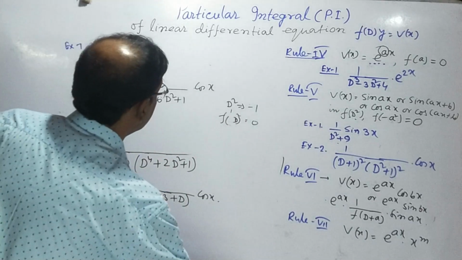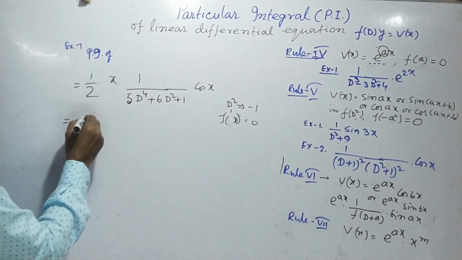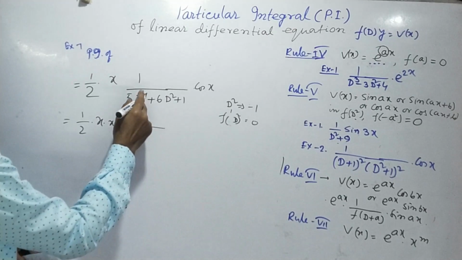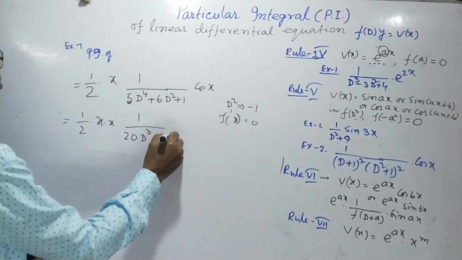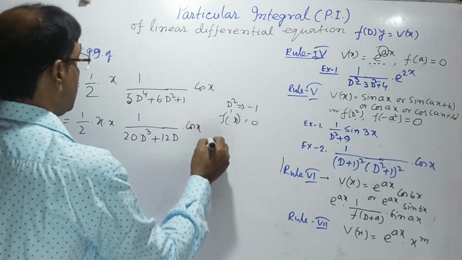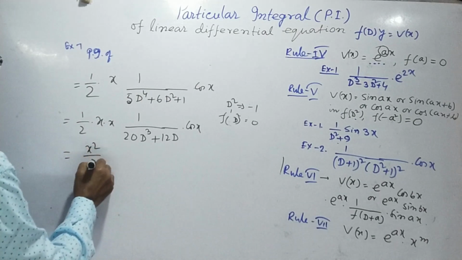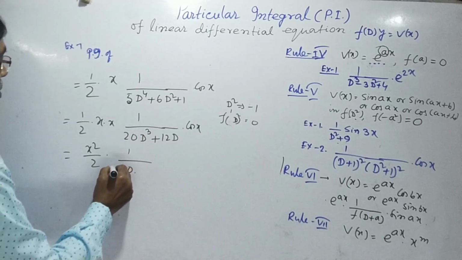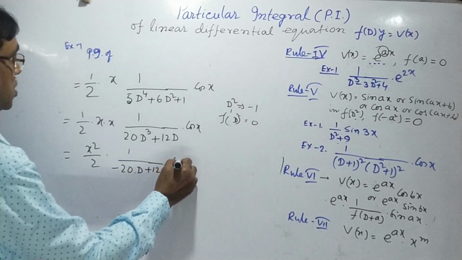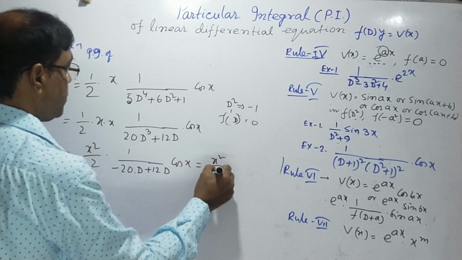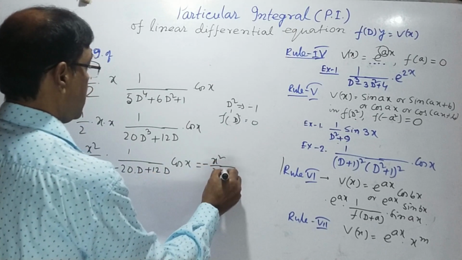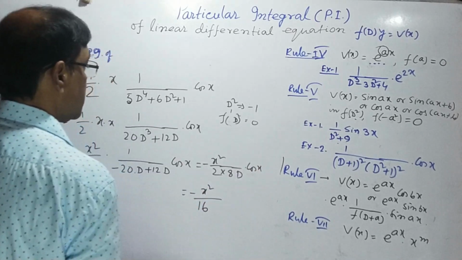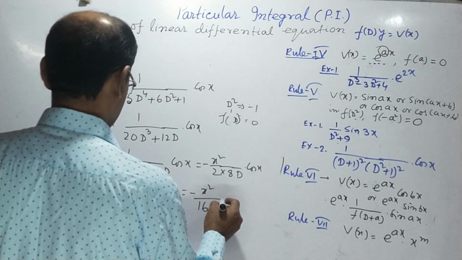Now we differentiate again, taking x on the left side of the operator, that is x into x, 1 by 20d cubed plus 12d into cos x, that is equal to x square by 2, with d square equal to minus 1, 1 by minus 20d plus 12d cos x, that is equal to x square by 2 into minus 8d of cos x, equals minus x square by 16 times the integration of cos x, that is sin x.